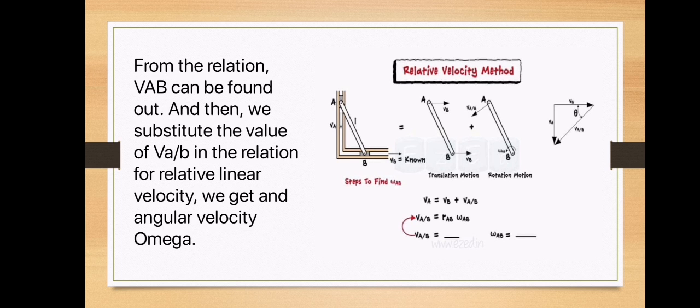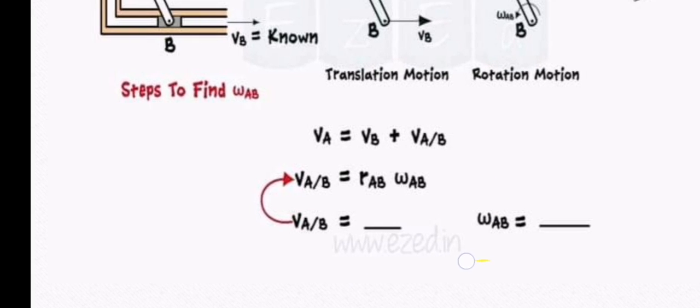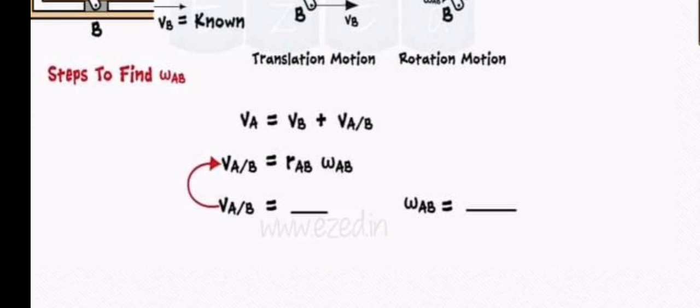From the relation, VAB can be found out, and then we substitute the value of VAB in the relation for relative linear velocity. We get an angular velocity omega. So this is the angular velocity omega.